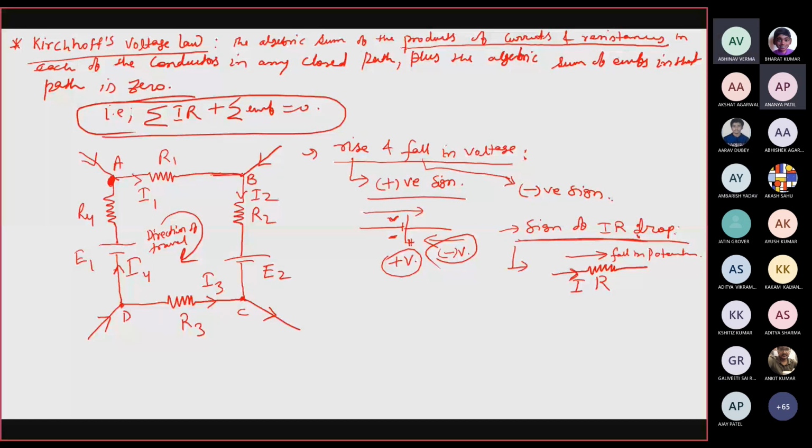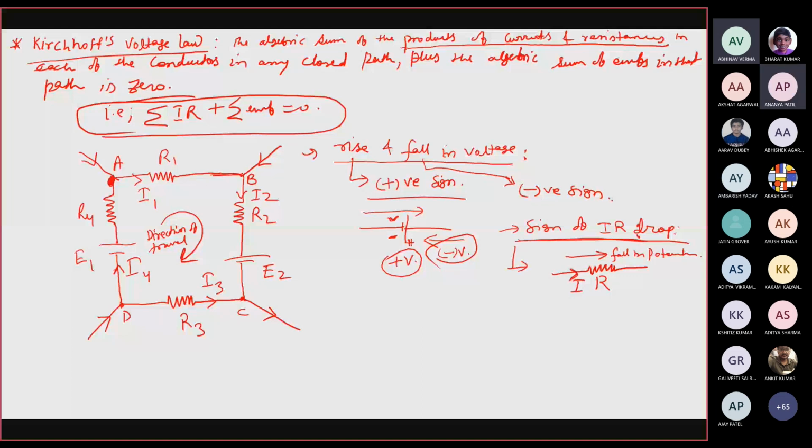So if we are moving in the same direction as the current, there will be a fall in potential, because you should know that the current always flows from the higher potential towards the lower potential. So in this case, you will have to consider the negative polarity, a negative drop, right? Okay?